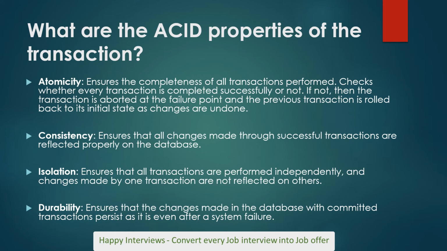Isolation ensures that all transactions are performed independently and changes made by one transaction are not reflected on others. So what does it mean? All the parallel transactions that are taking place at one time should be in isolation, and no two transactions should be interdependent. They should be independent.